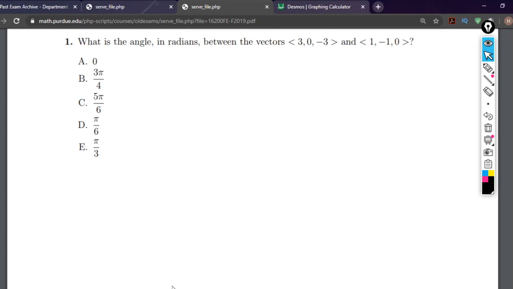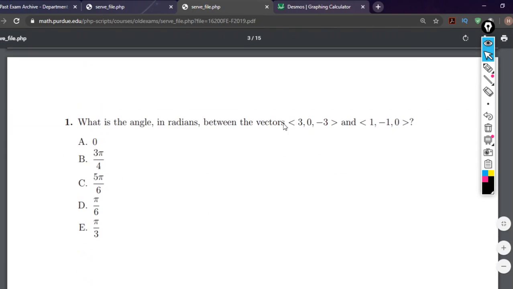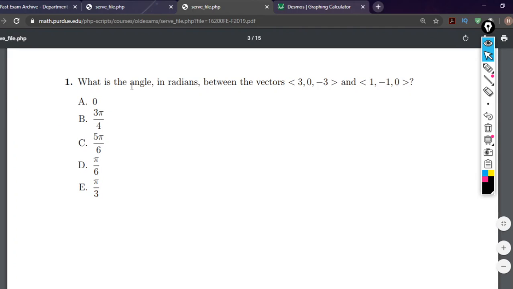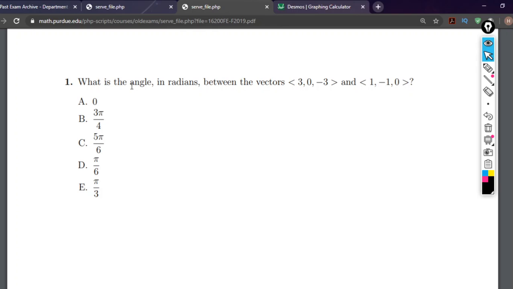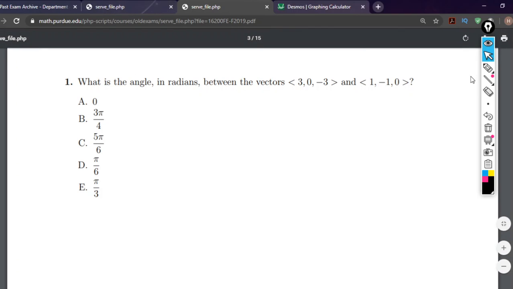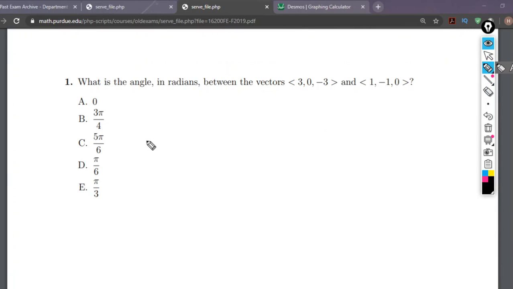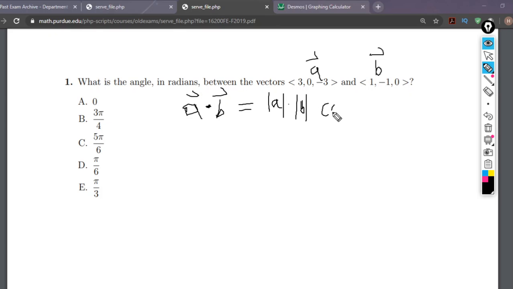On to number one. First we're given two vectors and try to find the angle. We can use either the dot product or the cross product to do this. Either one should be fine. I'm going to use the dot product here. If I say this is A and B, then A dot B would equal the magnitude of A times the magnitude of B times the cosine of the angle in between.